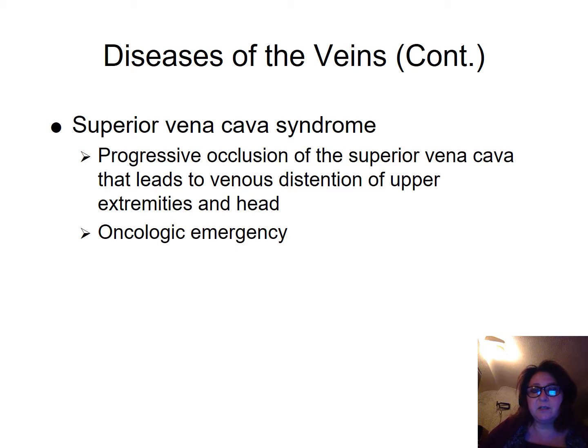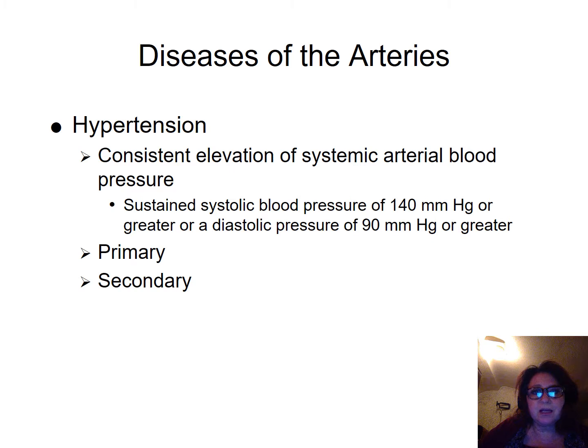Superior vena cava syndrome. This is a progression occlusion of the superior vena cava that leads to venous distension of the upper extremities and the head. And an oncologic emergency. So this is related to superior vena cava syndrome.